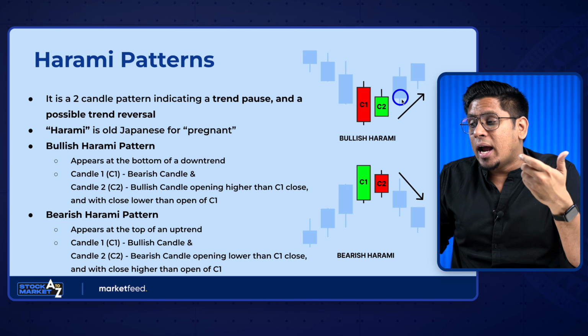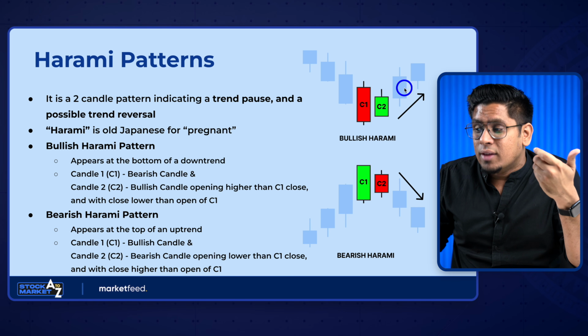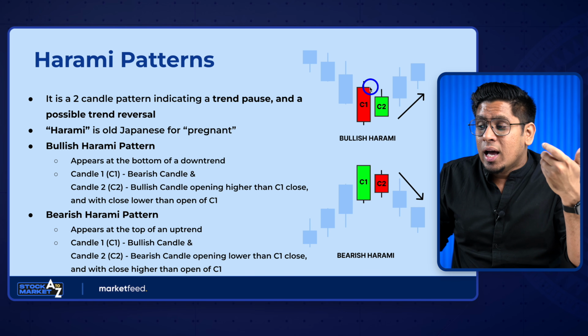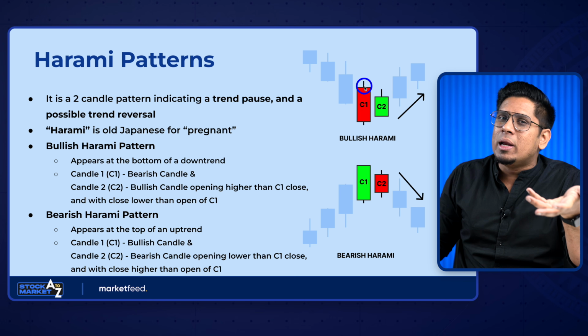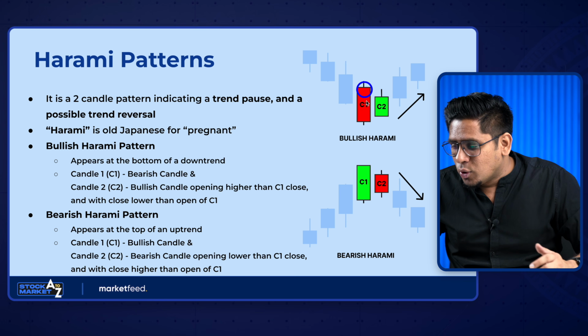I really think that when there is a clear indication of a good trend reversal, that is, when there are candles which break the high of C1, that is when you should probably consider entering a fresh long position. Super clear. Now, let's look into the bearish Harami.